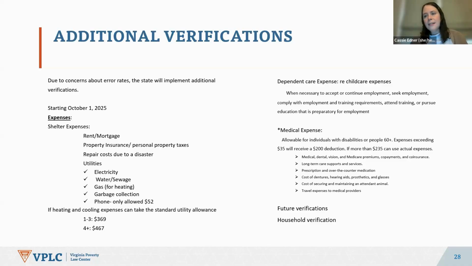There's also dependent care expenses. Again, if it was reasonable, they used to accept that. Now you're going to have to verify that. There's medical expenses. You always had to verify medical expenses. I'm just putting it out here. Medical expenses are only for seniors or people with disabilities. Just to highlight, if a senior or individual with a disability has more than $35 in medical expenses, they get a $200 standard deduction. So it's really important to look at all of those expenses to see if the senior can get the $200 deduction. In the future, they're also going to do household verifications.